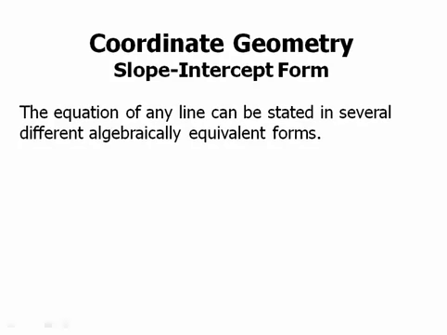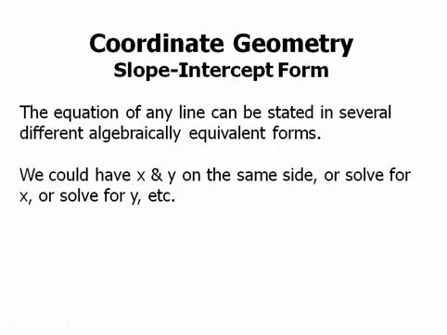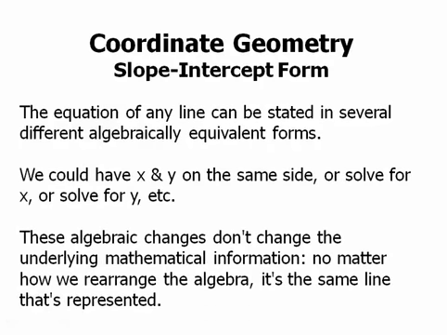Now that we've talked about slope and intercept, we can talk about the slope-intercept form of a line. I'll start by saying the equation of any line can be stated in several different algebraically equivalent forms. We could have x and y on the same side of the equation, or we could solve for x or solve for y. These algebraic changes don't change the underlying mathematical information. No matter how we rearrange the algebra, it's the same line that's represented.